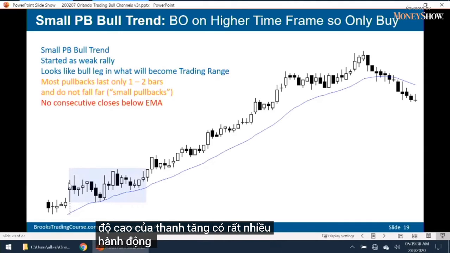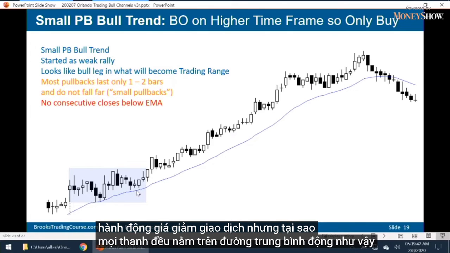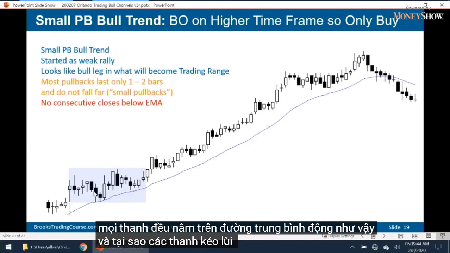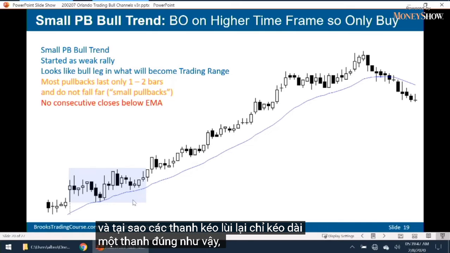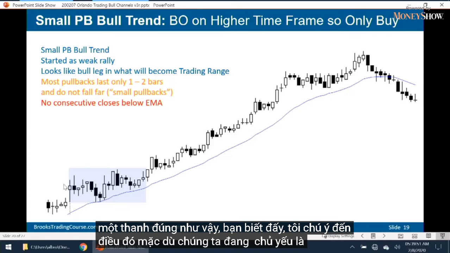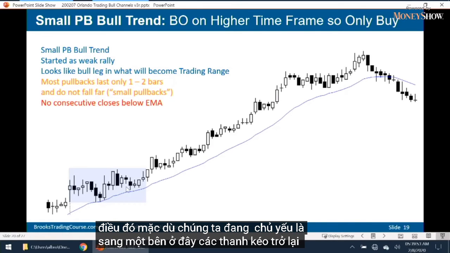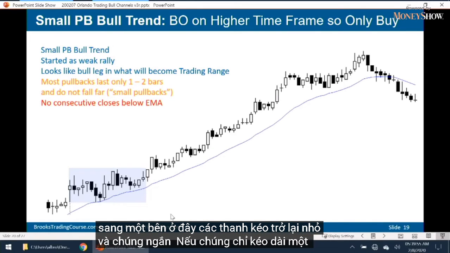Yes, a lot of trading range price action, but why is every bar above the moving average? And why are the pullbacks lasting only 1 bar? I pay a lot of attention to that. So even though we're mostly sideways here, the pullbacks are small and they're brief. They only last a bar or so.